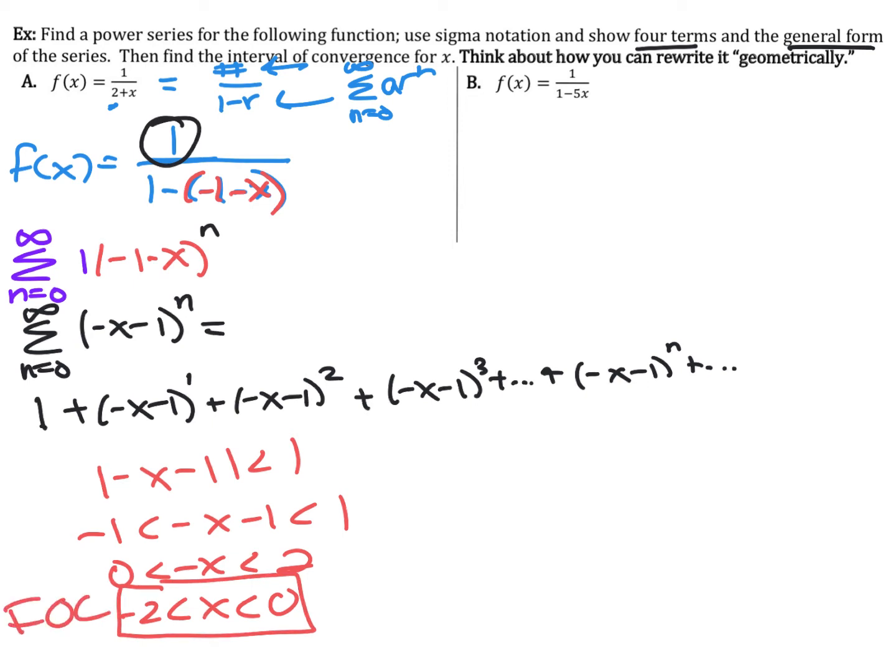So again, we're taking the function that's there and rewriting it so that it's of the form 1 minus r, so we can identify what r is. The numerator, so the part that's above your 1 minus r, is going to be your first term, and then we can expand out the series and find the interval of convergence. So let's go ahead and look at b. I'm going to give us a little bit more space to do that.